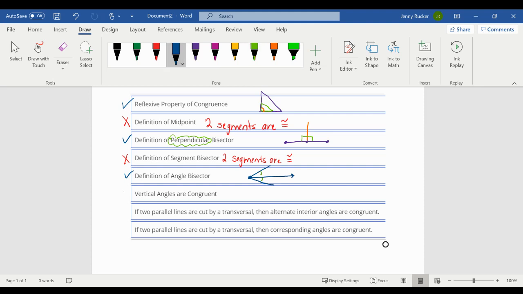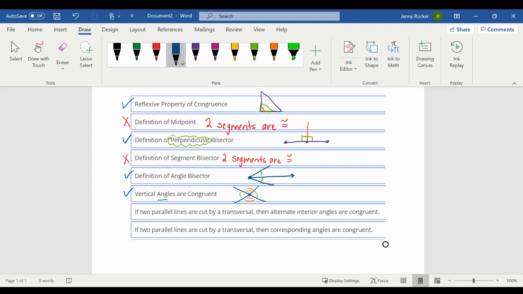Vertical angles are congruent can be used to justify that angles are congruent. Vertical angles are formed by the intersecting segments or lines. They share a common vertex. So we could have a set of vertical angles that are opposite of each other here, or we could use this set.